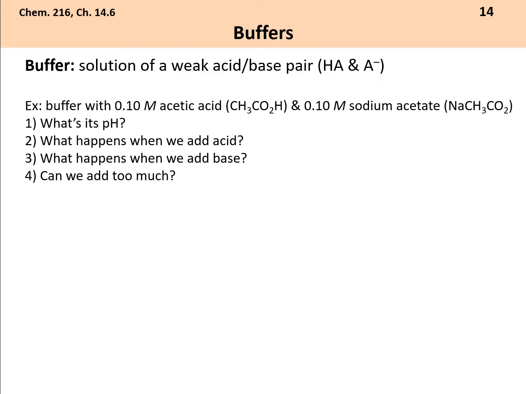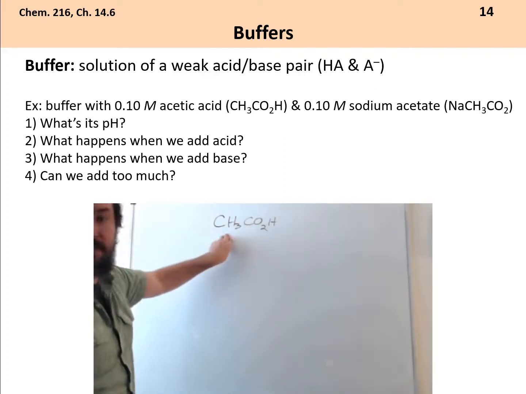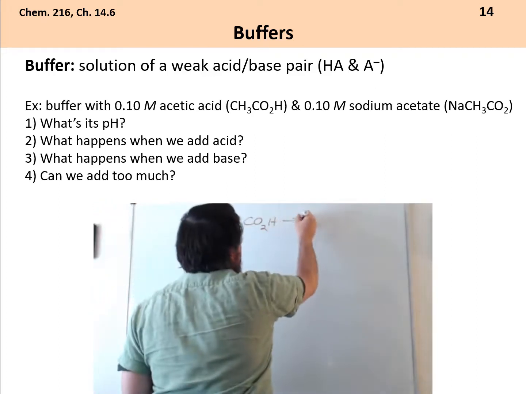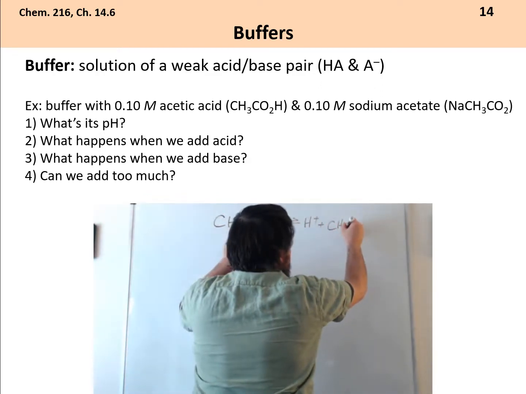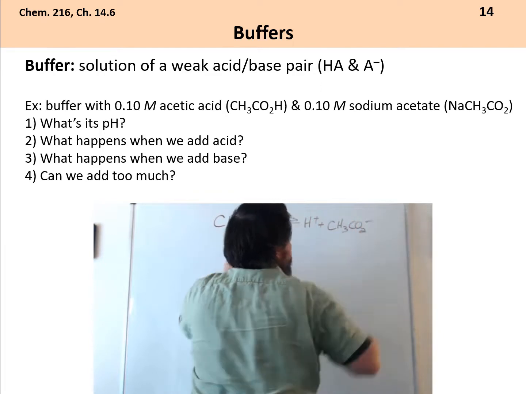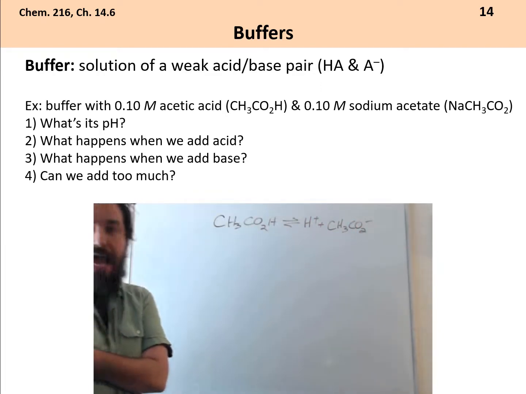Let's figure out its pH. Okay, so before we do this, let's go ahead and think of this reaction. We have CH3CO2H. Okay? This is an acid. It's going to react to form H plus plus my base. Okay? This has a Ka.